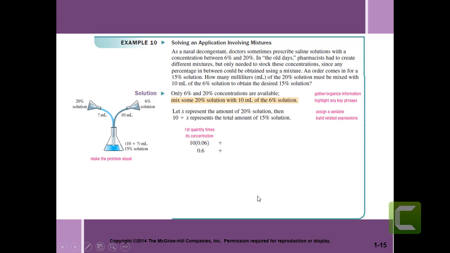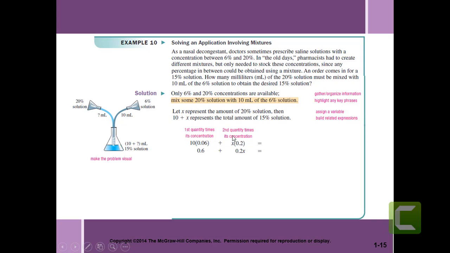So the first quantity times its concentration. We're going to take 10 milliliters of the 6% solution. So there's 0.06, which means 0.06 parts of the drug per 100 milliliters or 100 parts of the solution. Okay, and so we get 0.6 when we take that product.